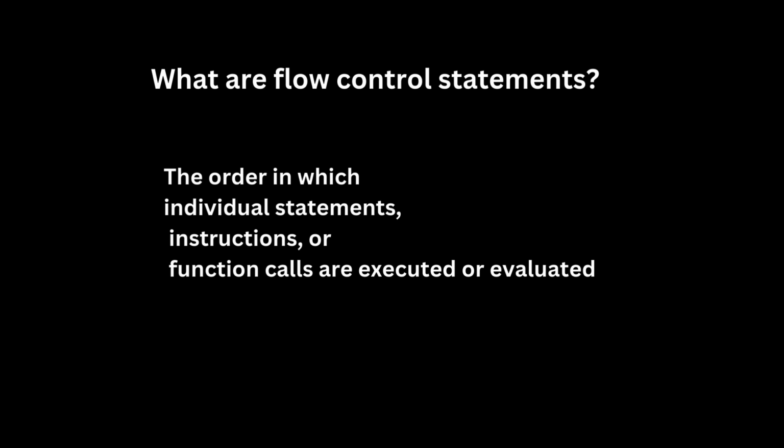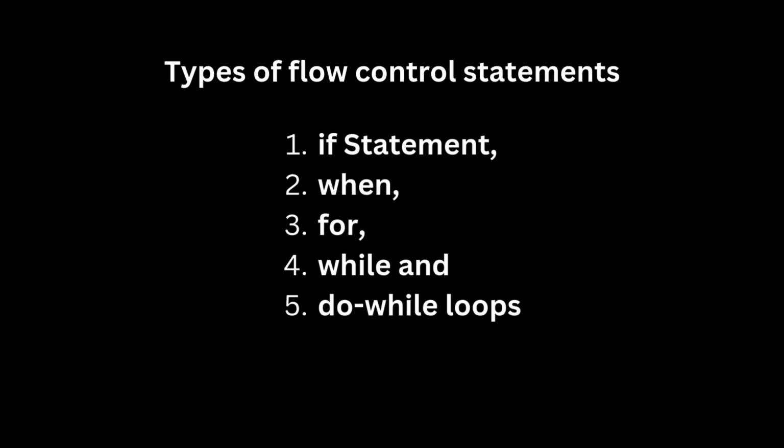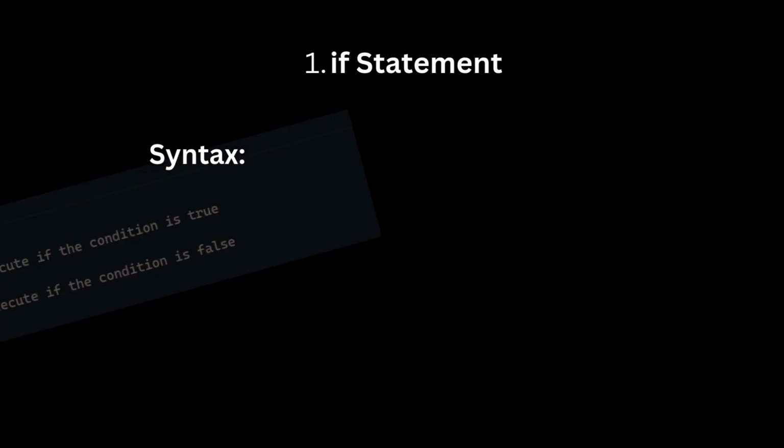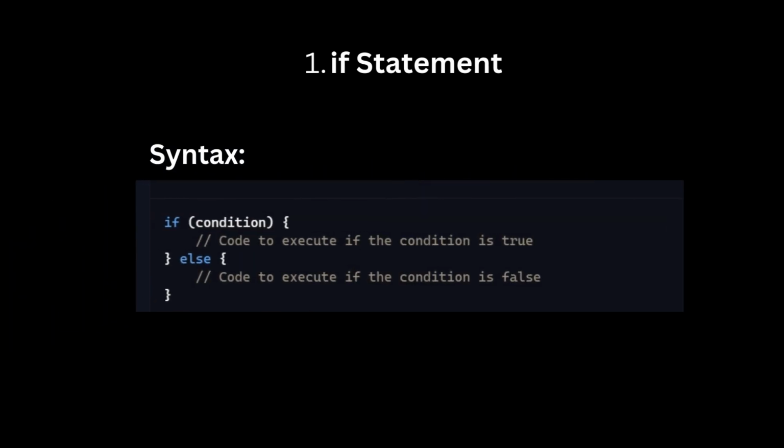So what are control flow statements? The order in which the instructions that we enter in the program get executed is referred to as the control flow. Here we are going to see different types of control flow statements. First are if, when, for, while and do while. In this video we are going to see an example for each one of them along with a detailed explanation. Let's get started.